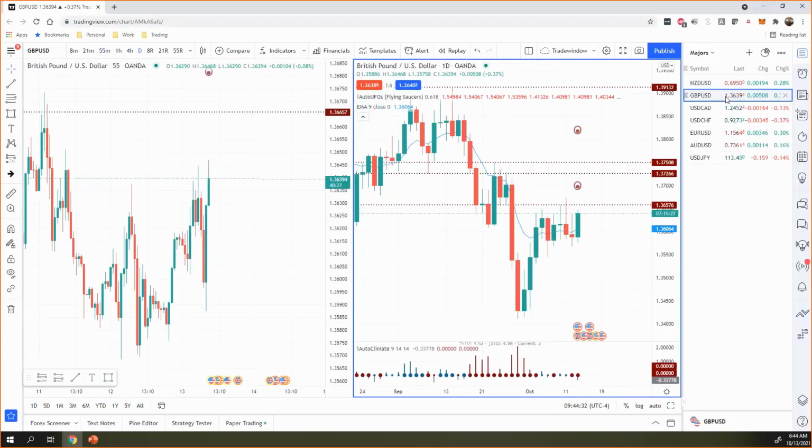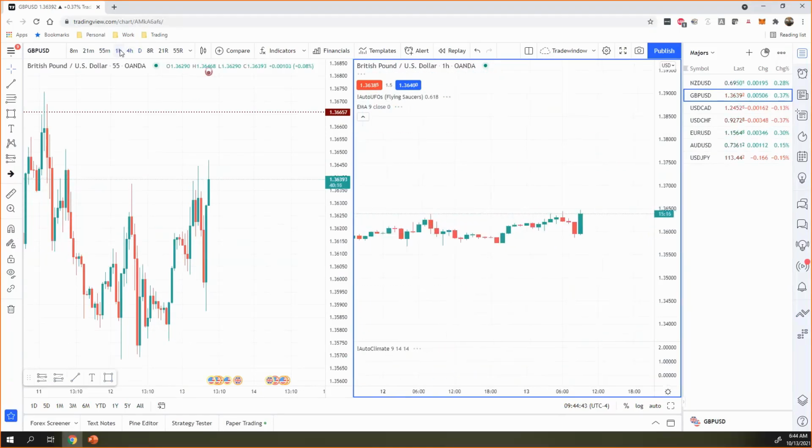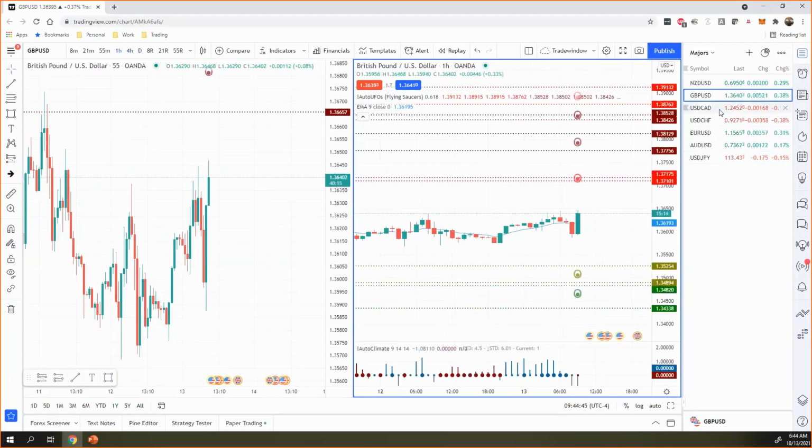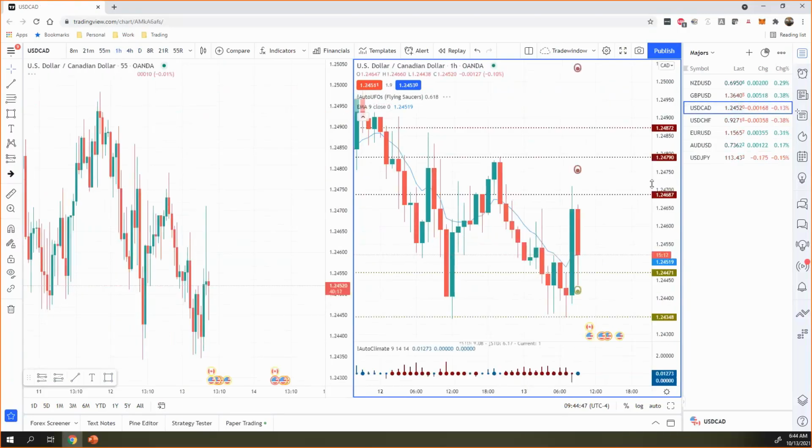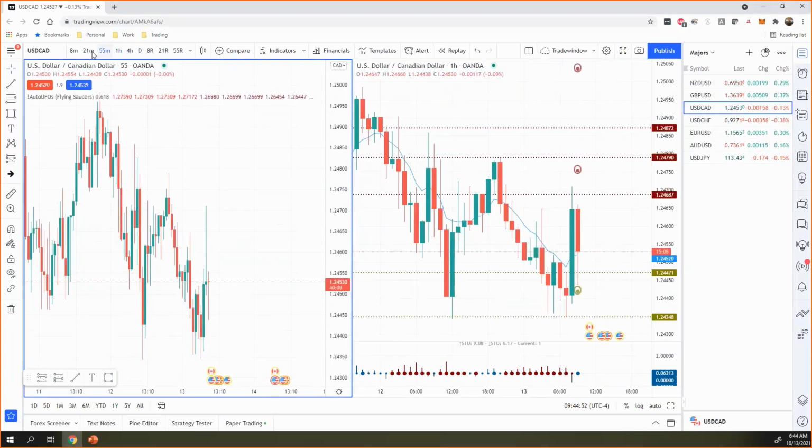All right. British pound dollar. Second down, already trading above. Moving on. 4-hour unconfirmed, 1-hour unconfirmed. Boom. How quick is that? Okay, hold on. May have something here.